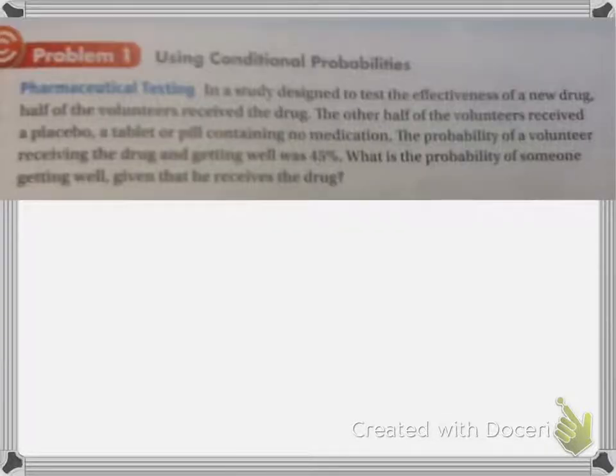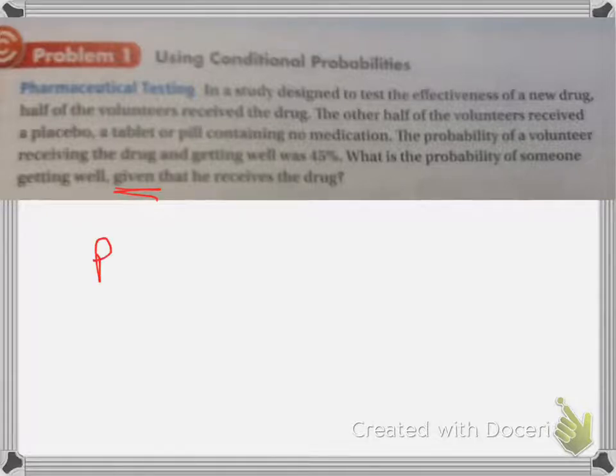So when we look at problem 1, they talk about pharmaceutical testing and a study designed to test the effectiveness of a new drug. Half of the volunteers received a drug, the other half received a placebo, which is a tablet or pill containing no medicine. The probability of a volunteer receiving the drug and getting well was 45%. What is the probability of someone getting well given, that's the key word, that he receives the drug?